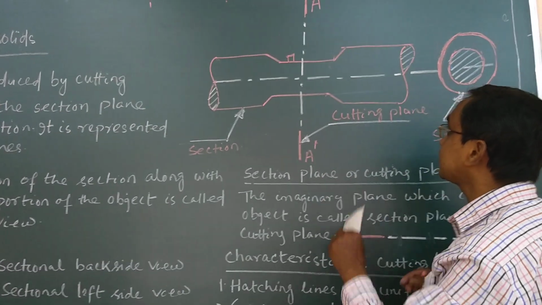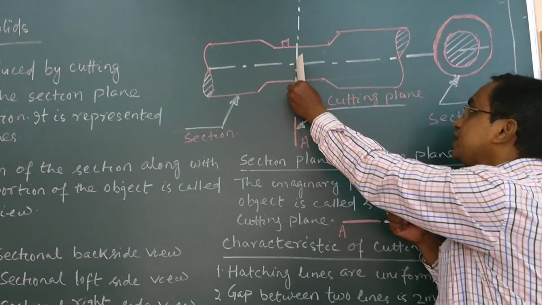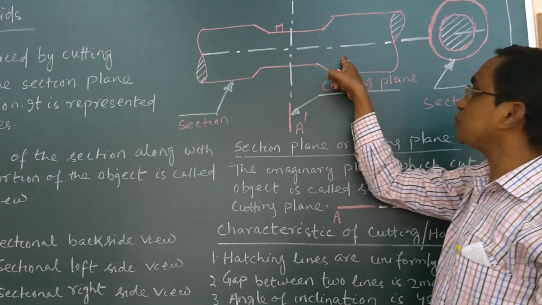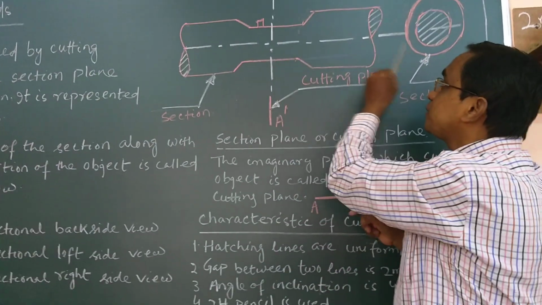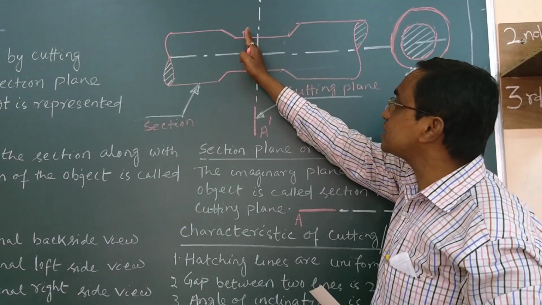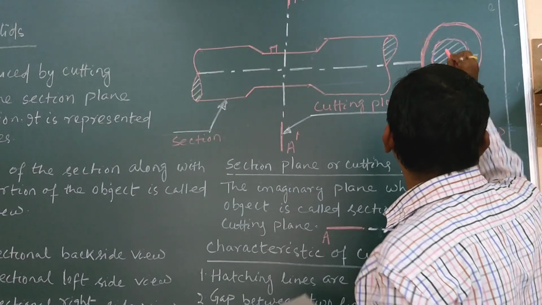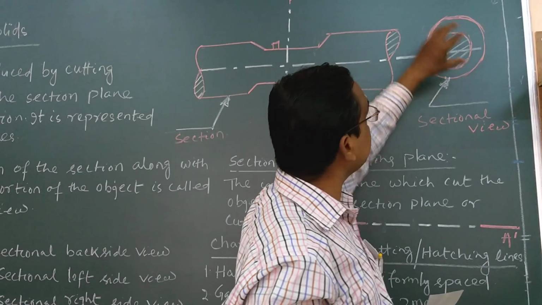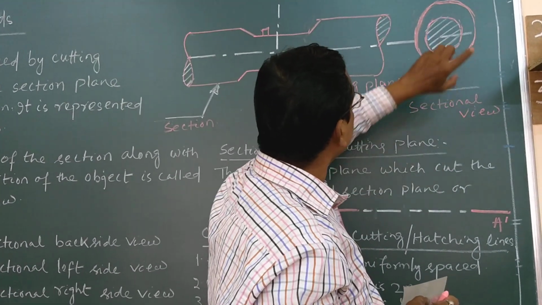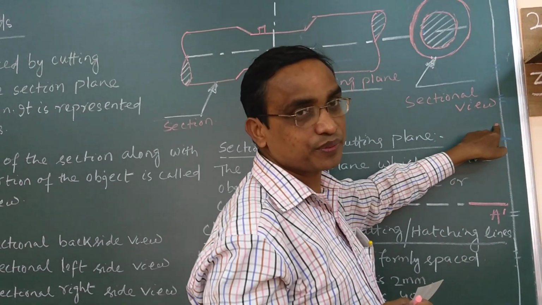When the object is cut, I am the observer. This is the cutting plane, and the entire object is divided into two parts, part 1 and part 2. And I remove the part 2, then what is produced? Means the surface which is produced is called the section. This is the section. This small circle with the cutting lines is called the section, and the small circle and the big circle is called sectional view.